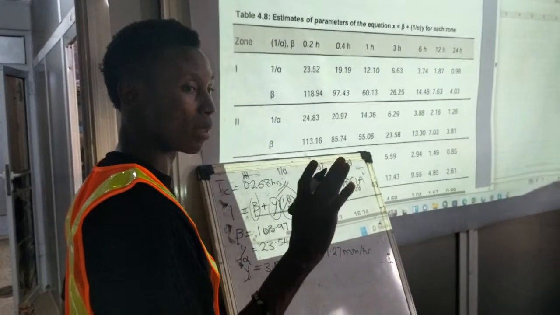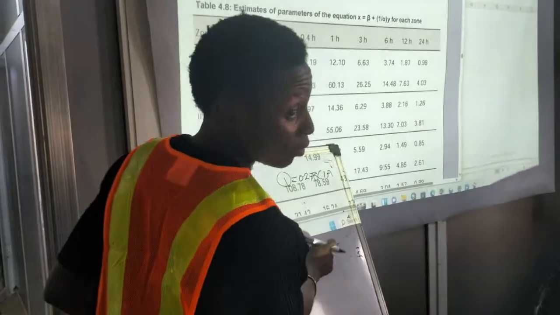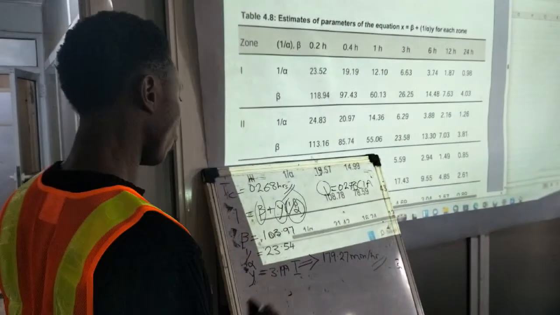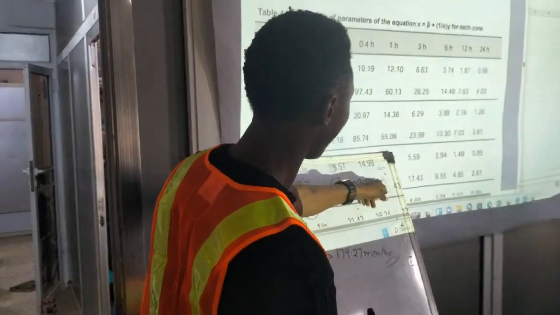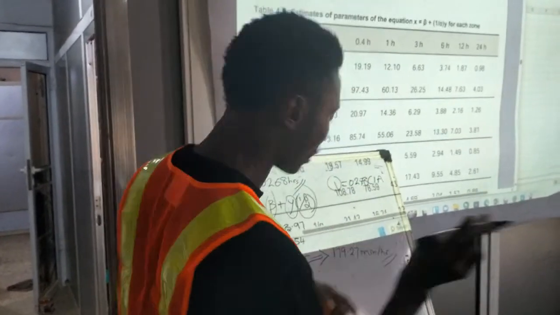Very important, take note of your units of measurement. So very good. We've gotten our intensity. We've gotten our coefficient of runoff. And we've gotten our area. What was the area of our catchment?